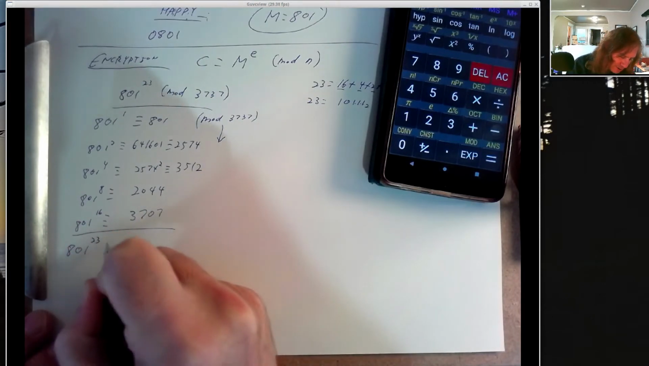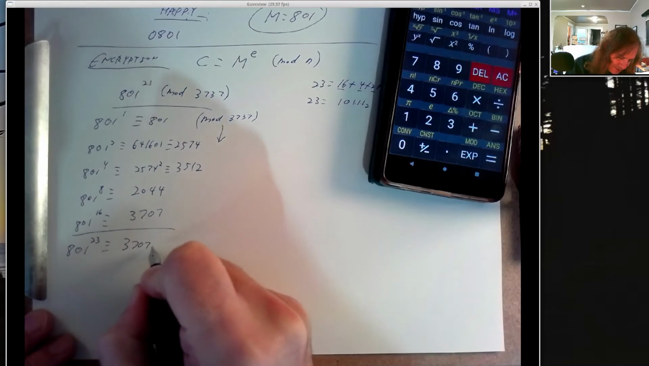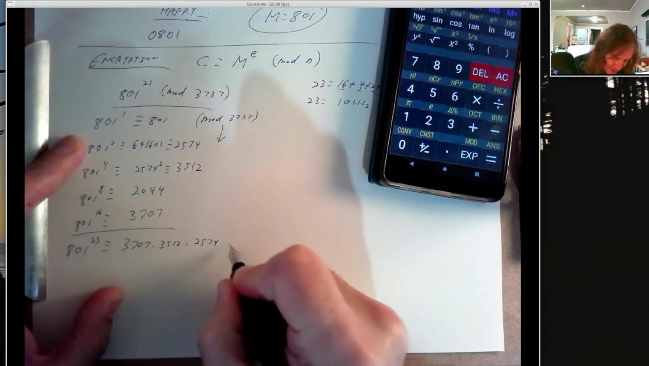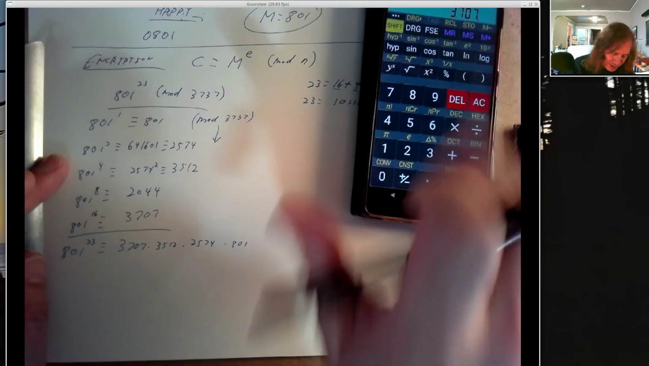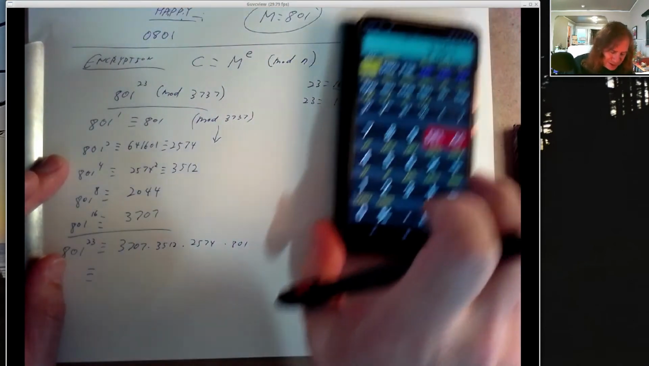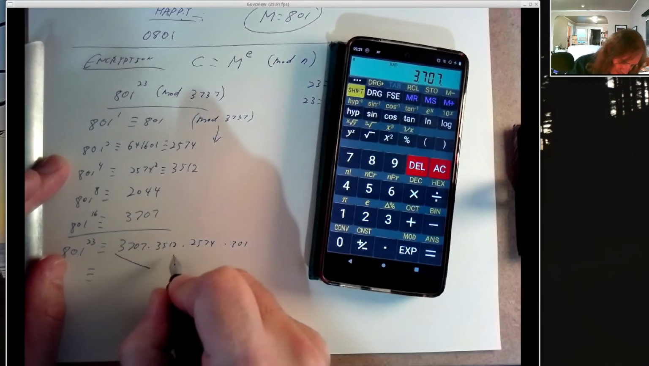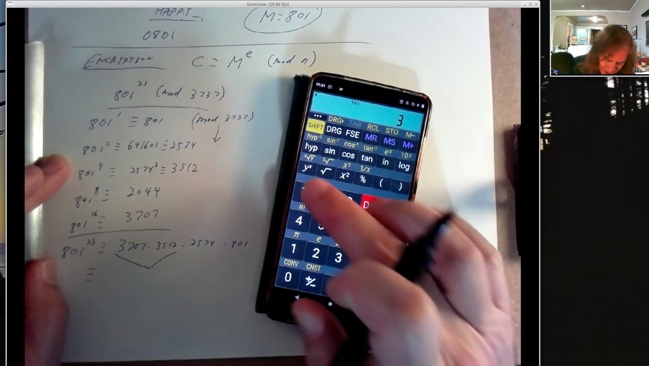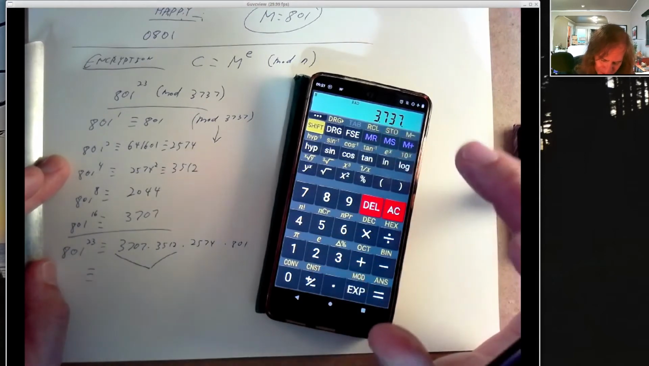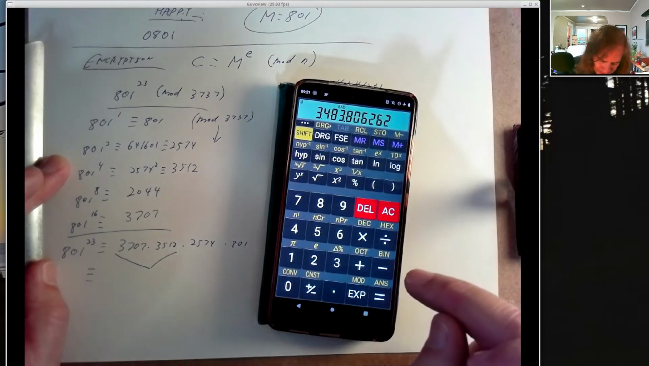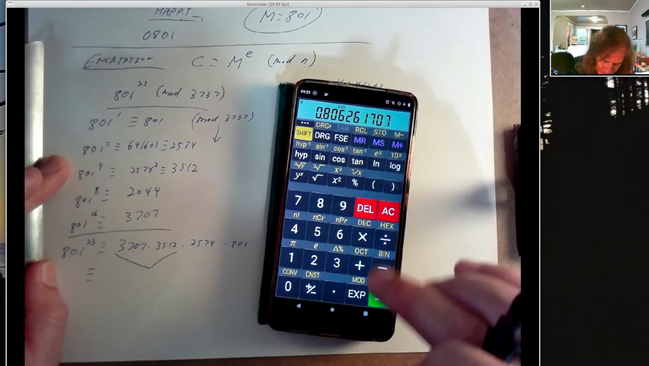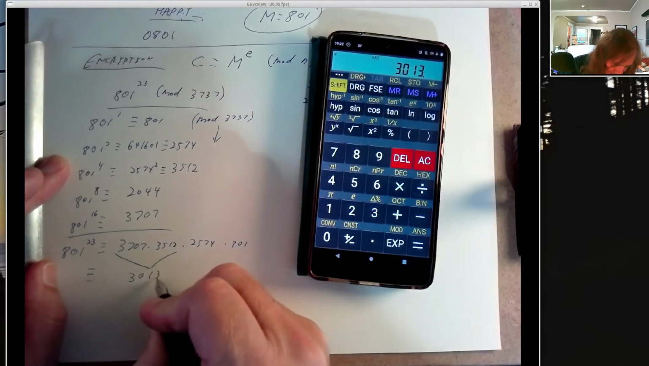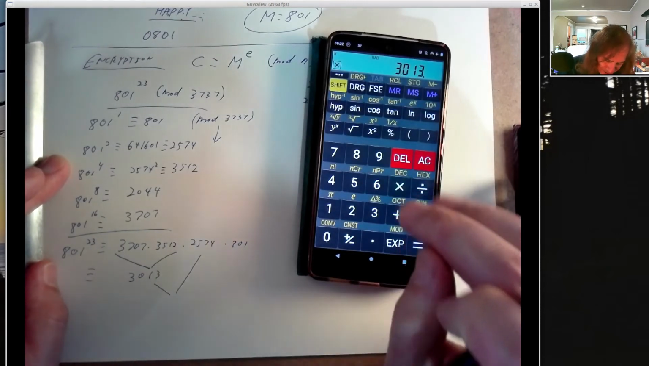So 801 to the 23rd is going to be 3707 times 801 to the 4th, 3512, times 2574 times 801. All right, and let's do this in pieces. So I'll start off with 3707 times 3512, and I'm going to divide by 3737. And I'm going to stick that in my memory so that I don't make typos again. I'm going to subtract 3483, and I'm going to multiply by my memory. And this is going to be 3013. I'm going to multiply that by 2574.